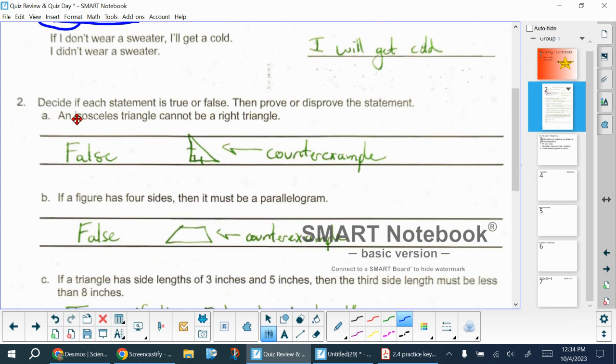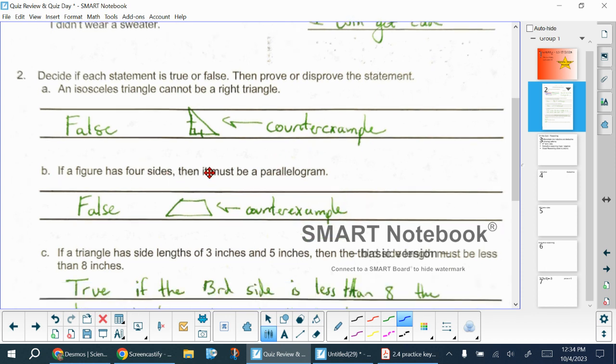Part two, decide if each is true or false. If it's false, you need to disprove it. If it's true, you need to prove it. So an isosceles triangle cannot be a right triangle. That is false, because I can draw one. There it is. That is a right isosceles triangle. You provide one counterexample, you've disproven it.